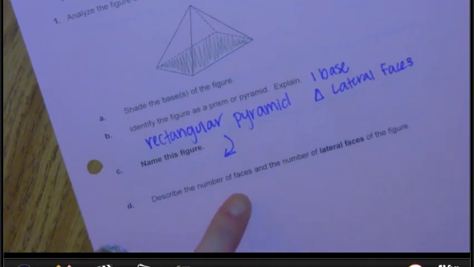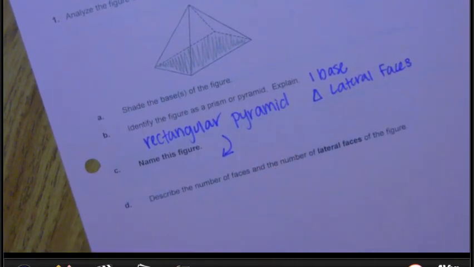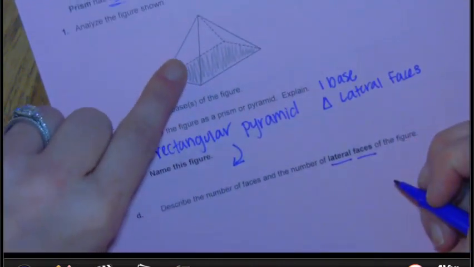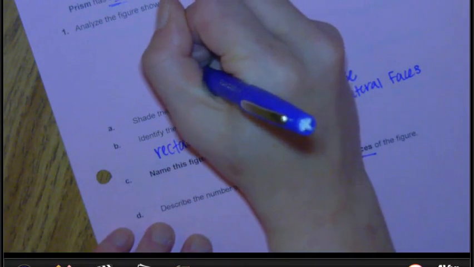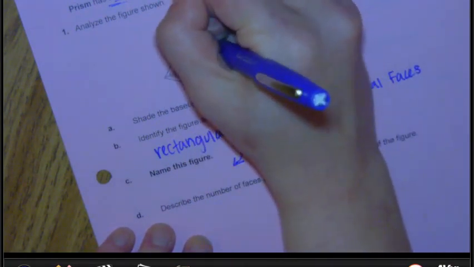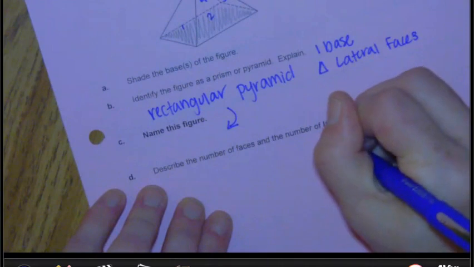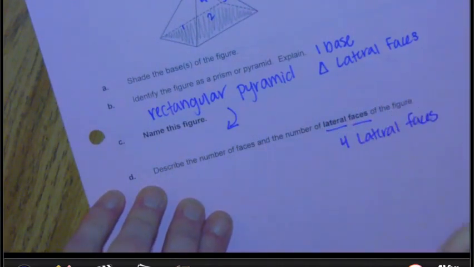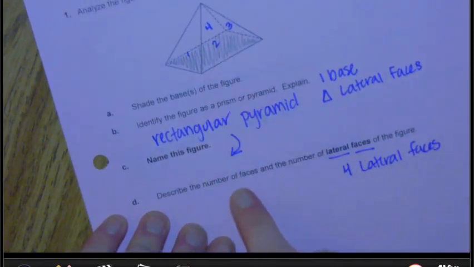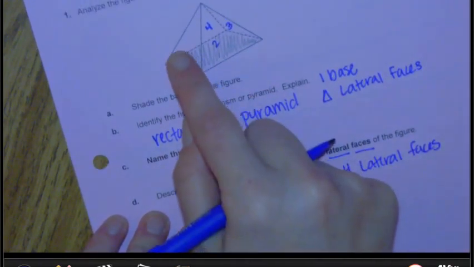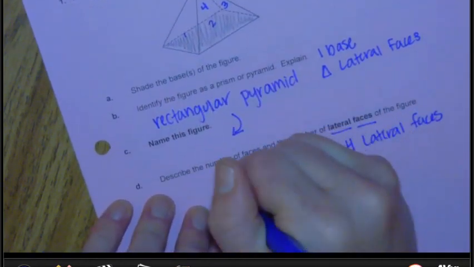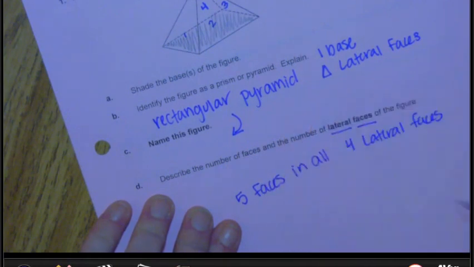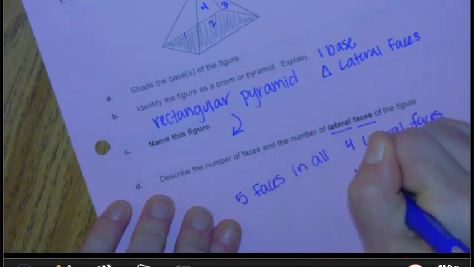All right, describe the number of faces and the number of lateral faces of my figure. Well, lateral faces are the number of triangles, and there are 1, 2, 3, and 4. So I have 4 lateral faces. And then I have one base, but I want to know how many faces in all I have. Well, I have 4 laterals and one base, so I have 5 faces in all. 4 lateral and 1 base.